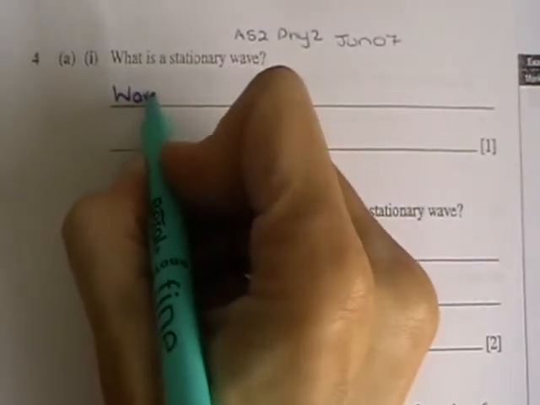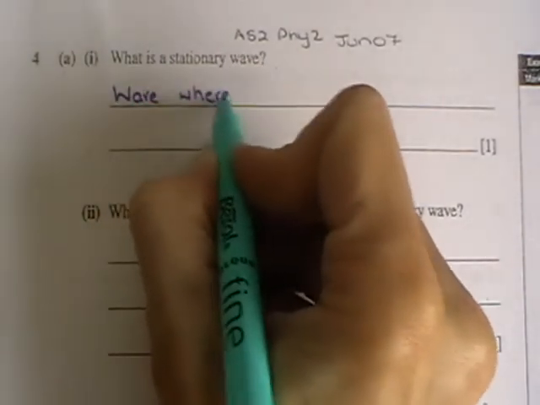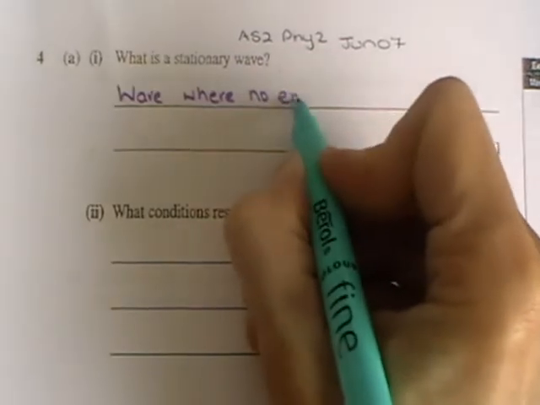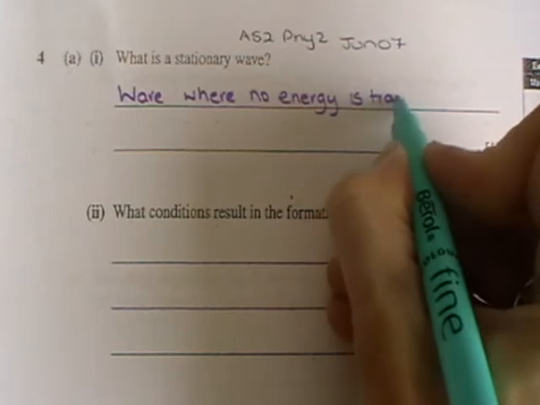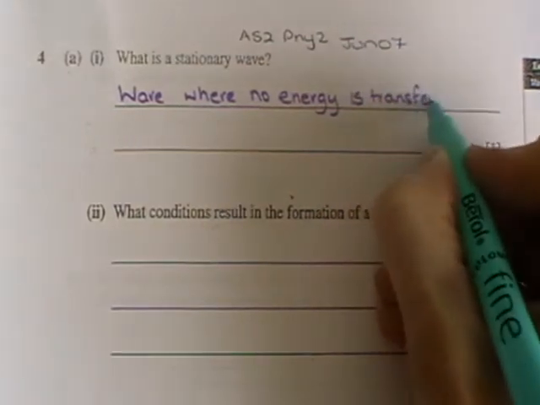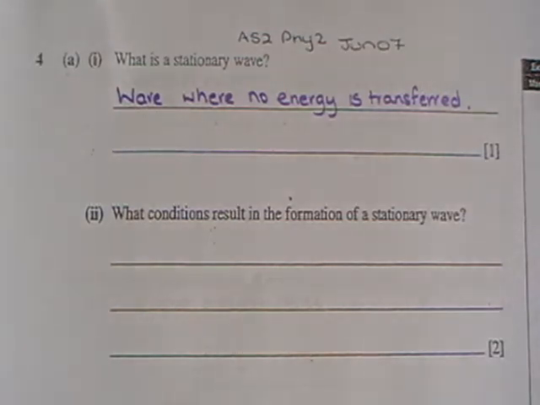So in the mark scheme, all they're looking for is a wave where no energy is transferred. So the result of any energy in the wave is that it cancels each other out. The energy due to amplitudes and troughs cancel each other out.